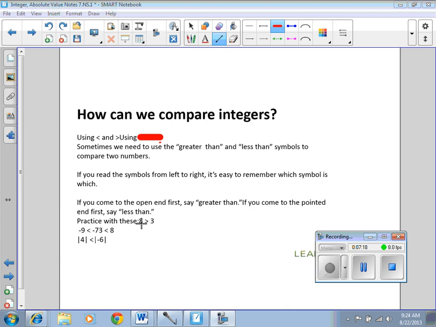Practice with these. 8 is greater than 3. Negative 9 is less than negative 73, which is less than 8. And the absolute value of 4, remember that's the number of spaces it is from 0 on the number line, is less than the absolute value of negative 6. Even though 4 is bigger than negative 6, the absolute value of 4 is only 4. The absolute value of negative 6 is 6. And we all know that 6 is more than 4.